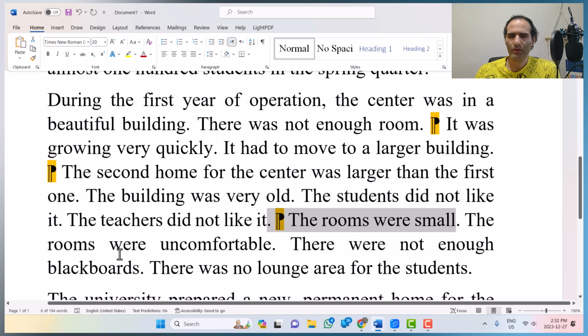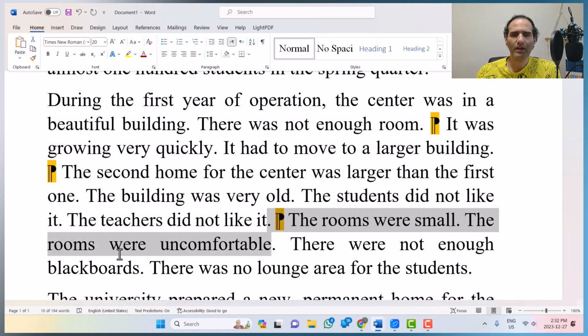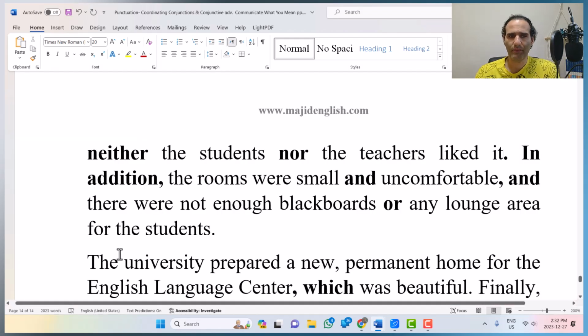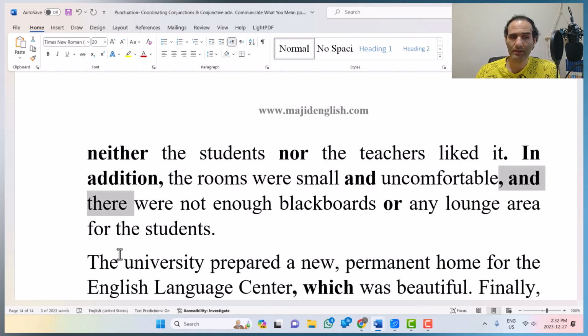The rooms were small. The rooms were uncomfortable. So it is and. There were not enough blackboards. There was not a lounge area for students. So many problems. In addition, the rooms were small and uncomfortable, and, independent clause, there were not enough blackboards or any lounge area for students. So or here is connecting not two independent clauses together. That's why we don't have a comma, but here and is connecting two independent clauses together, hence a comma.